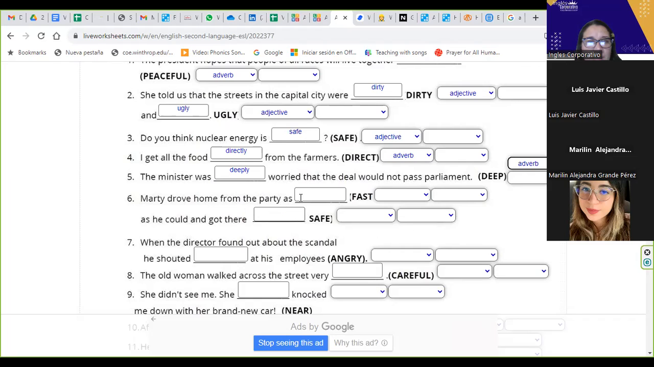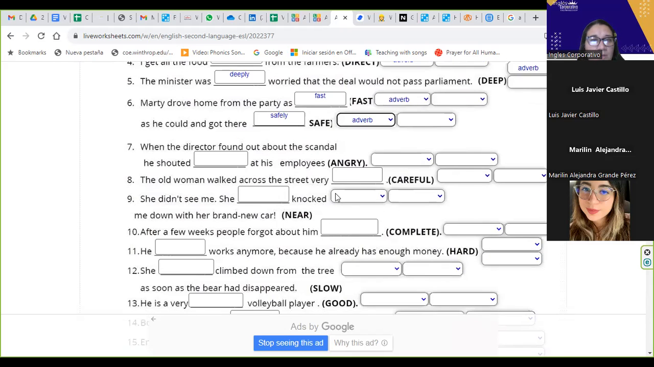Mary drove home from the party as fast as she could. Fast in this case is an adverb. And got there safely. Got there safely, so this would be an adverb. When the director found out about the scandal, she shouted angrily at her employees. So this is an adverb. The old woman walked across the street very carefully. Very carefully. So this is an adverb.